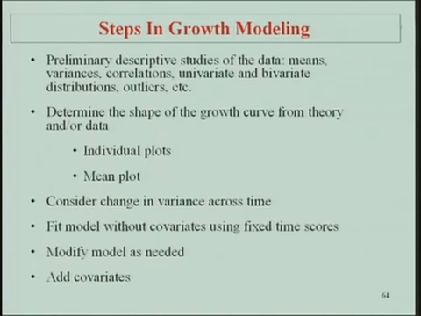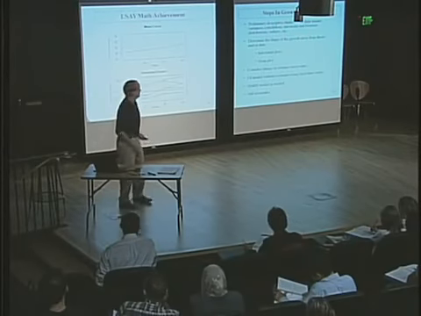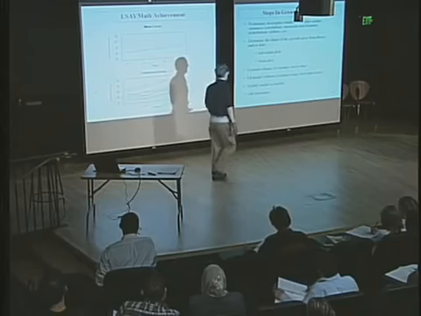And let's skip to this bullet, fit model without covariates. So first do the unconditional modeling, I think is easiest, using fixed time scores. And then modify the model as needed, with the 5 degrees of freedom used up, or part of them used up by freeing things that we didn't want to free. And then you may want to add covariates. So let's see if we can do that for the LSA math data.